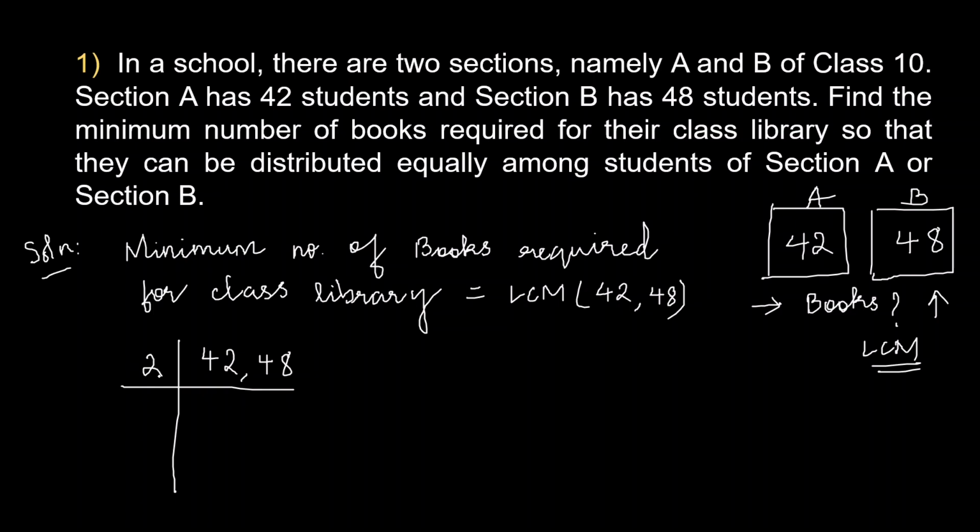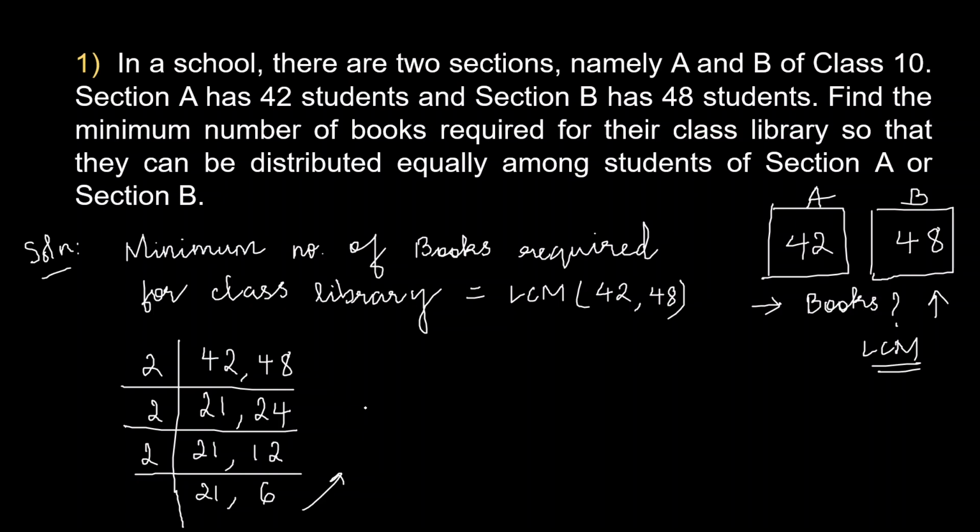So the smallest prime number is 2, so 2 2s are 4, 2 1s are 2, 2 2s are 4, 2 4s are 8. So again by 2, 21 you keep as it is, not divisible by 2. Then 2 1s are 2 and 2 2s are 4. Again by 2, 21 you keep as it is, 2 6s are 12. So I'll continue here, 21 and 6.